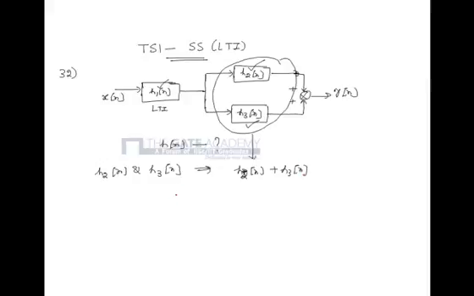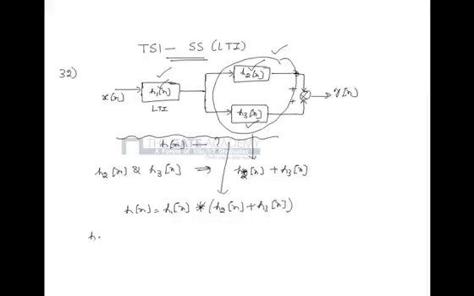Now again we see that this parallel combination is in cascade with the system of impulse response h1 of n. So the overall impulse response can be written as h of n equal to h1 of n convolved with h2 of n plus h3 of n.